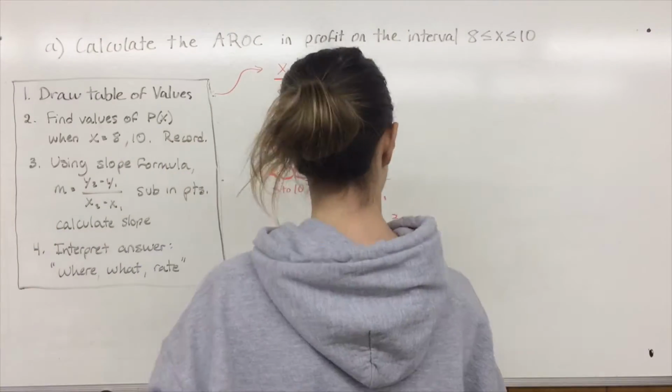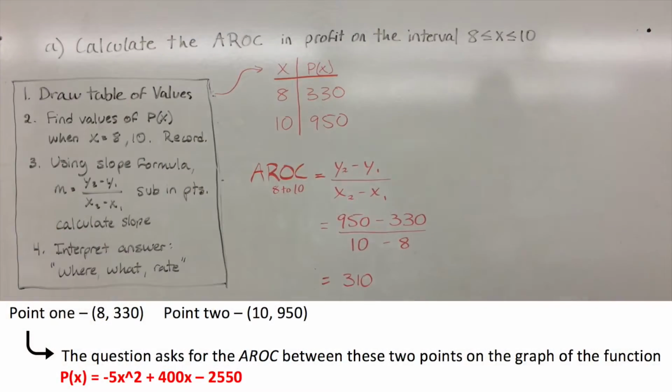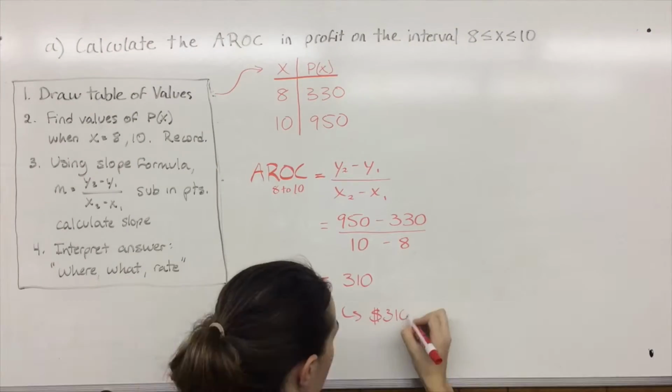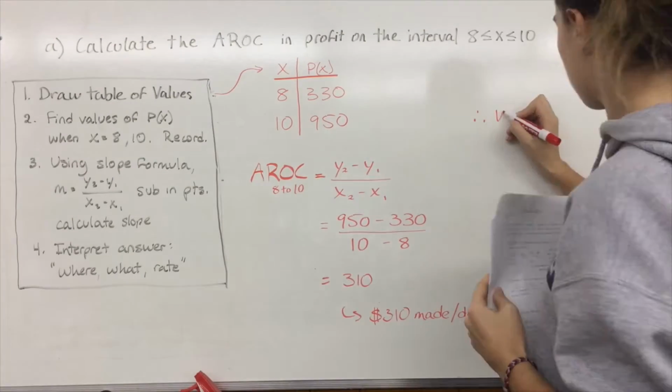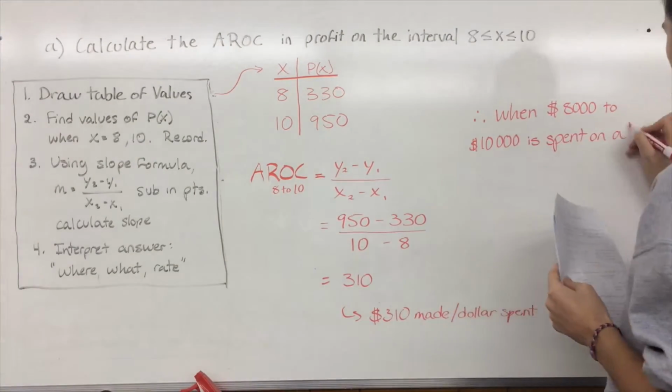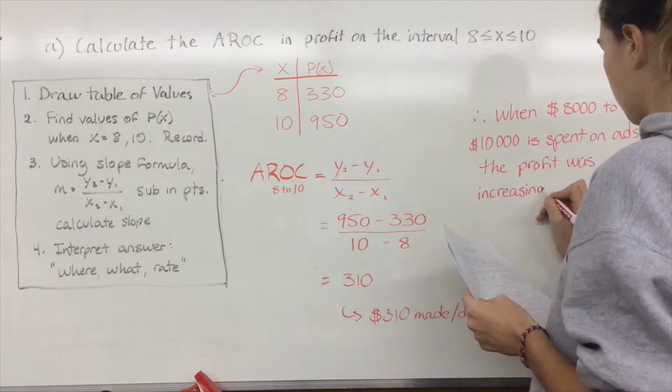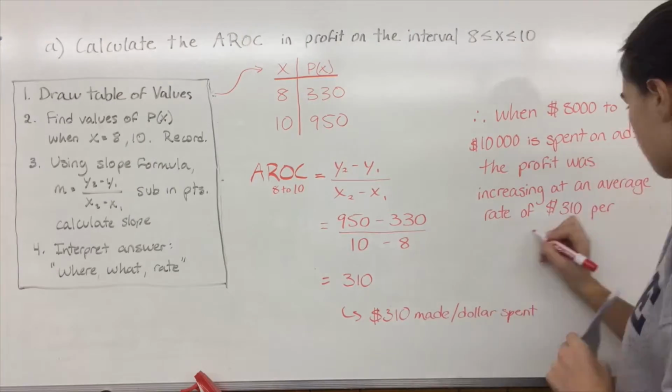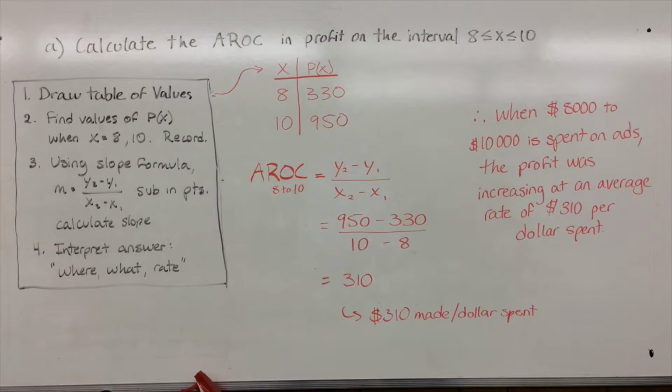Here, I have subbed in the points that we just found to find the slope of the secant. Therefore, when $8,000 to $10,000 is spent on ads, the profit is increasing at an average rate of $310 for every dollar spent on ads.